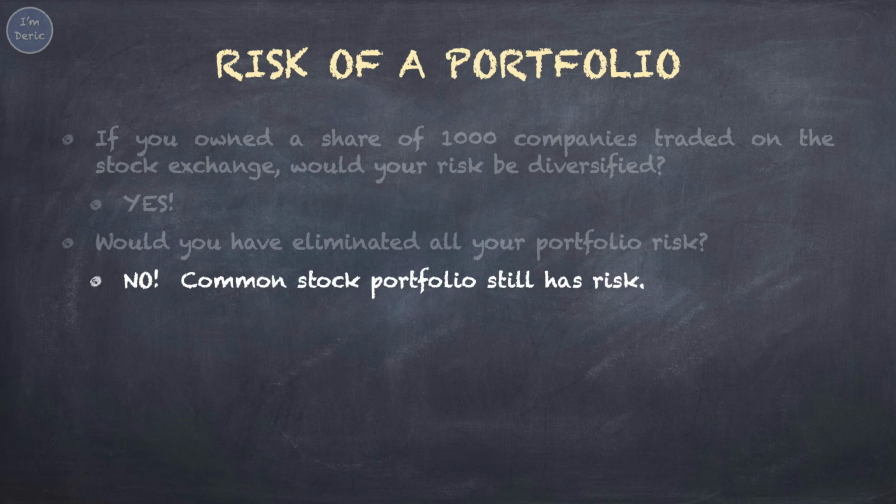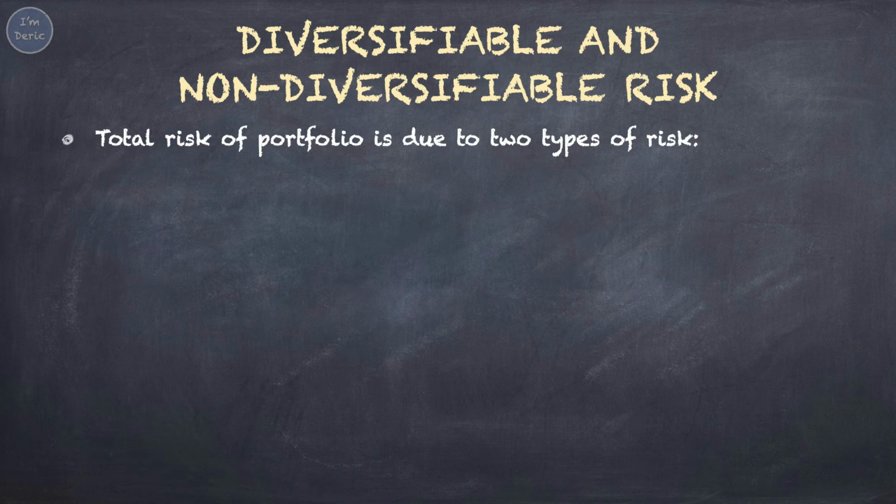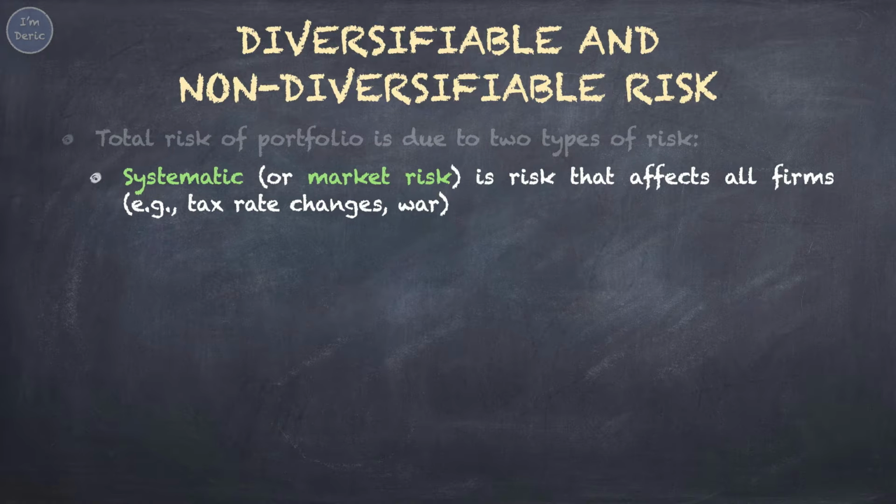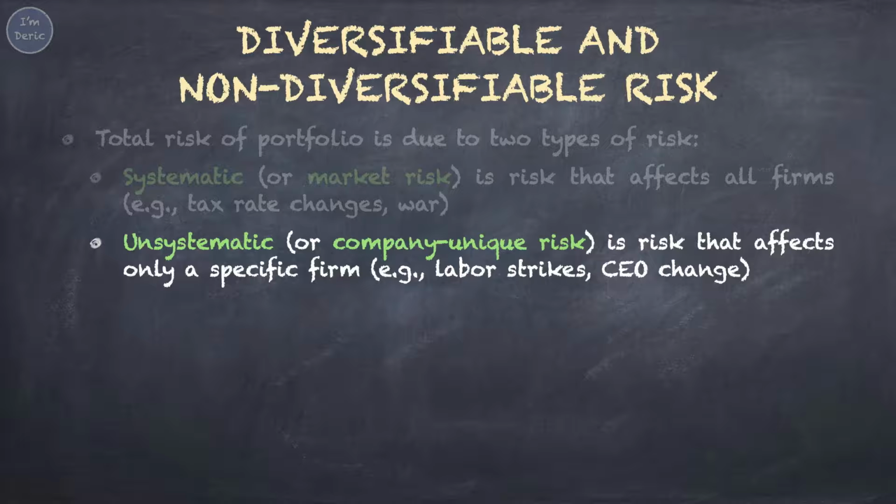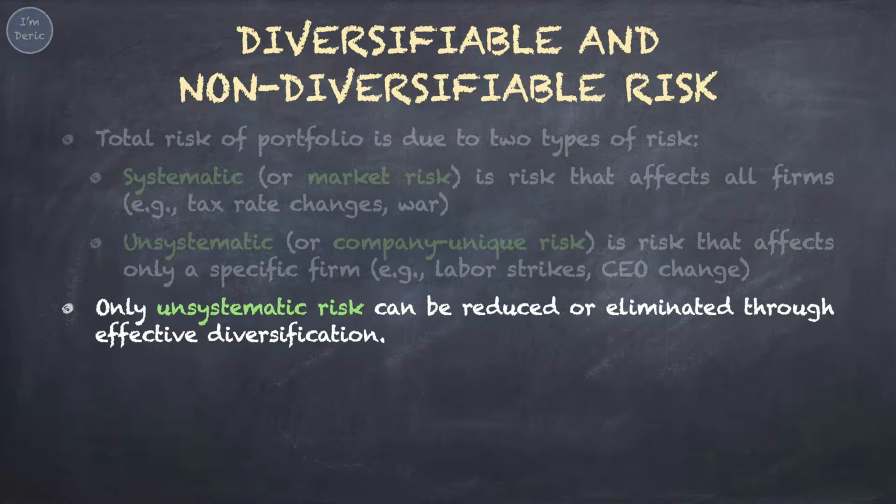Common stock portfolios still have risk. There are two types of risk in a portfolio. First is systematic risk or market risk. This is the risk that affects all firms, such as tax rate changes and war. Second is unsystematic risk or company-unique risk. This is the risk that affects only a specific firm, such as labor strikes and CEO change. Out of these two types of risk, only unsystematic risk can be reduced or eliminated through effective diversification.